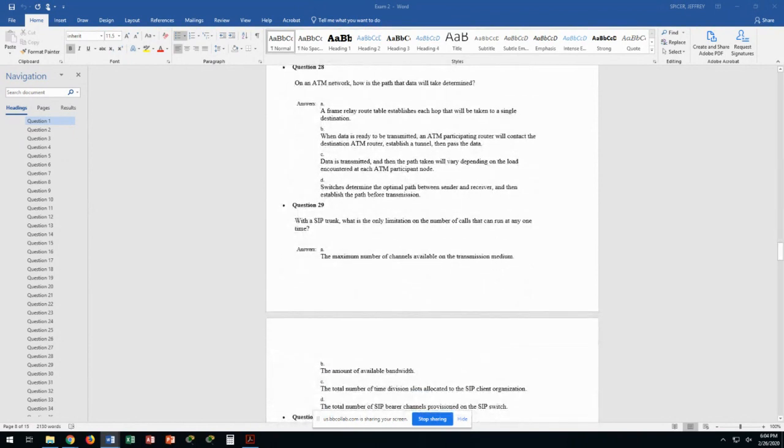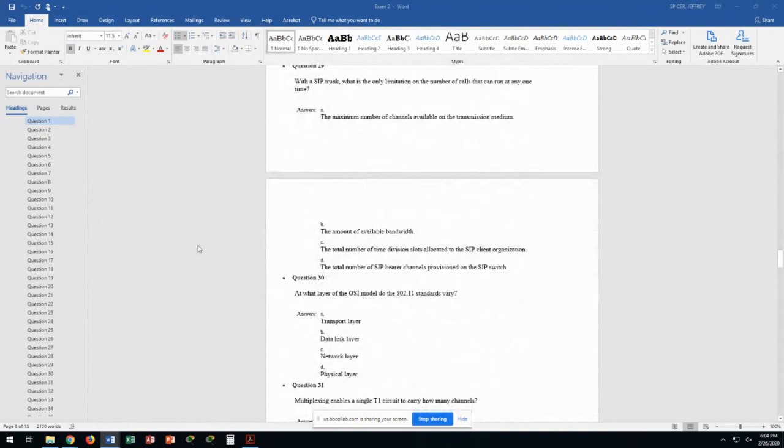All right, 28. On an FTE network, how is the fact that data gets it? D, right, switches determine the optimal path between sender and receiver and then establish the path before transmission. So it's D. All right, good, great job.